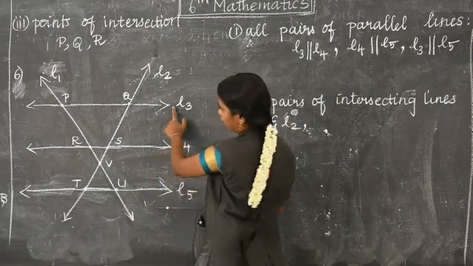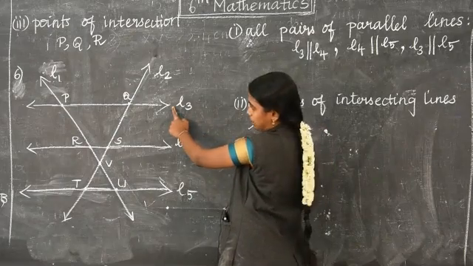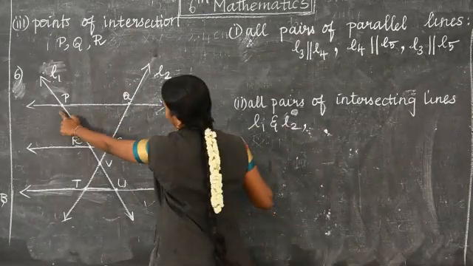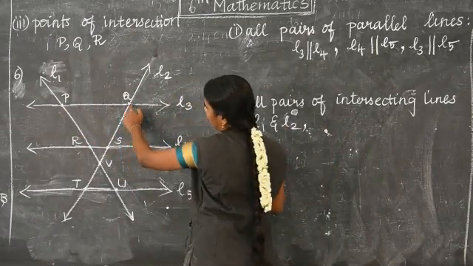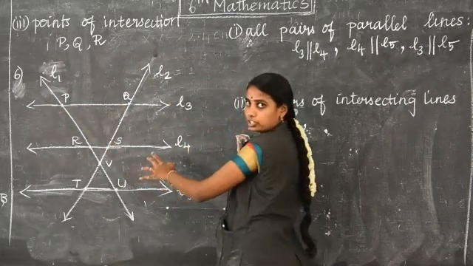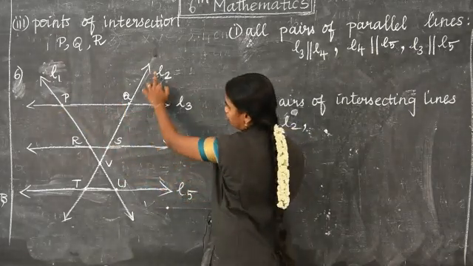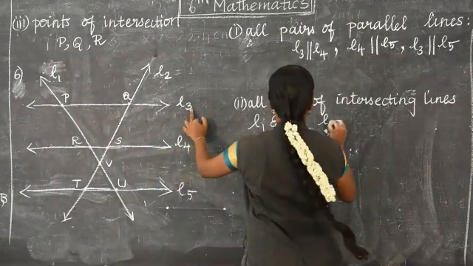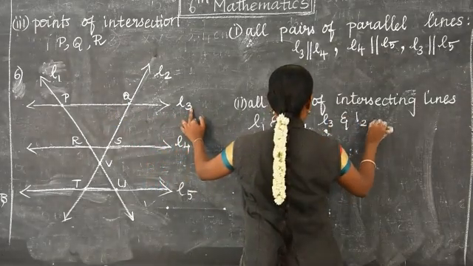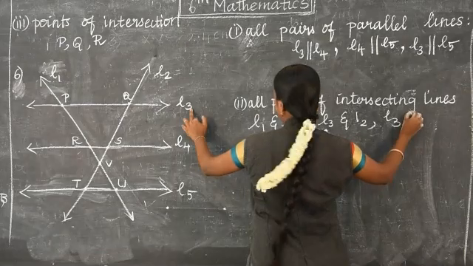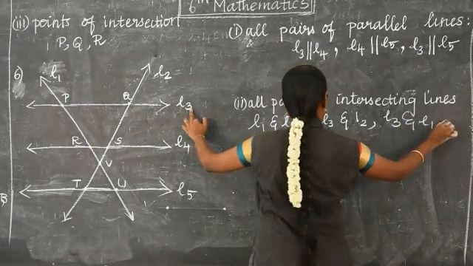Okay, next go for the L3. L3 is cut by 2 lines, L2 also, L1 also. Yes or no? L3 is cut by L2 also, L1 also. So write L3 and L2, L3 and L1.